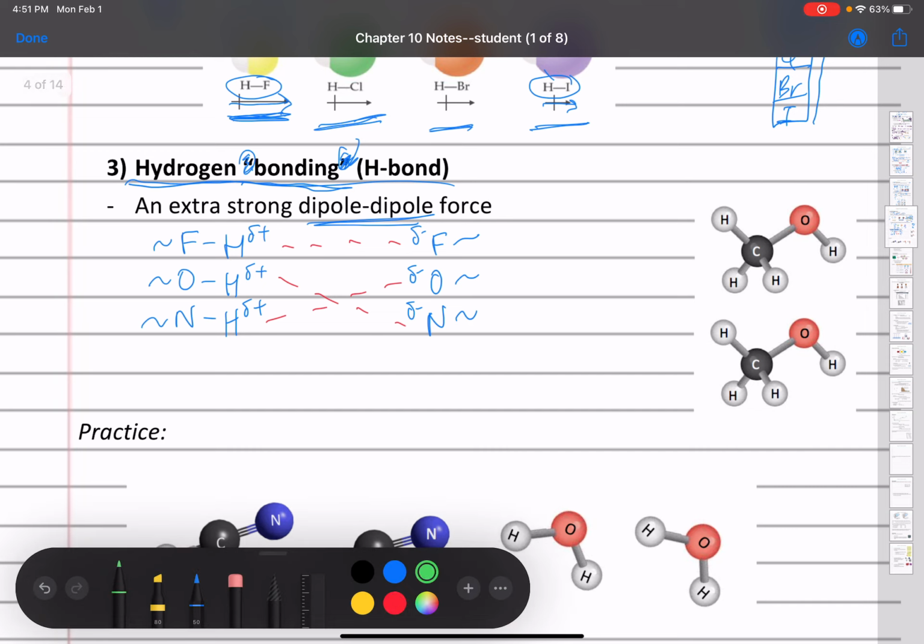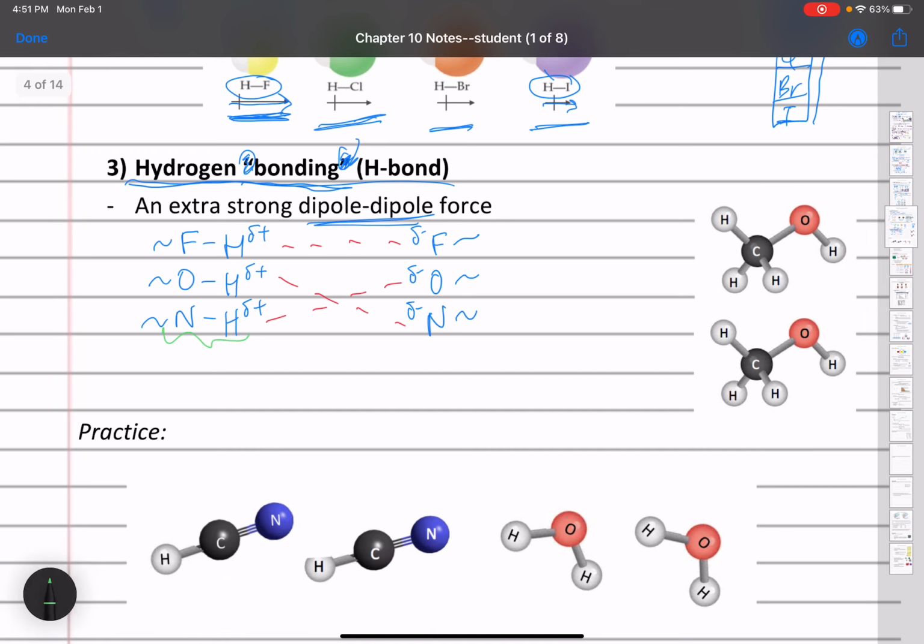So any molecule that has an F, O, or N bonded to an H is a hydrogen bond donor. H bond donor. And any molecule that has an electron hog, F, O, or N, whether it's bonded to an H or not, is a hydrogen bond acceptor.